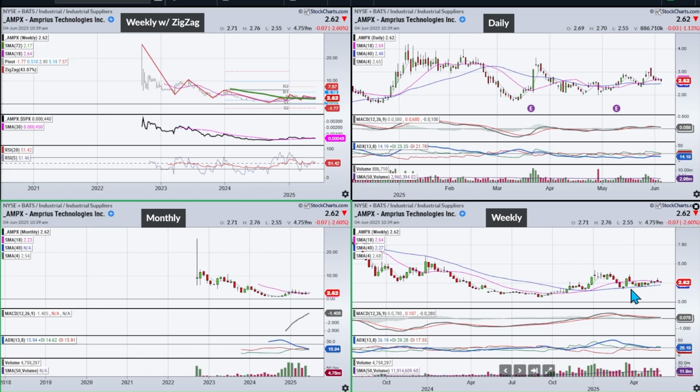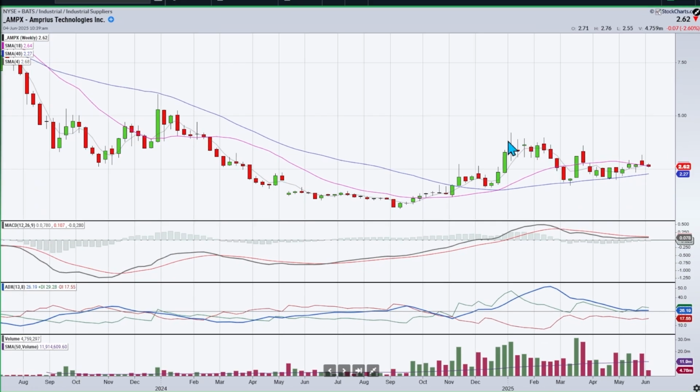Now we've gotten this little ABC on the weekly chart. We've come down, we've rallied up, and we've pulled back. Now it did make a lower low, but it has gone sideways, and these moving averages are coming together, and the MACD's come down to the 0 line. And if you notice, the ADX is holding the 25 line after making a move up to 50.